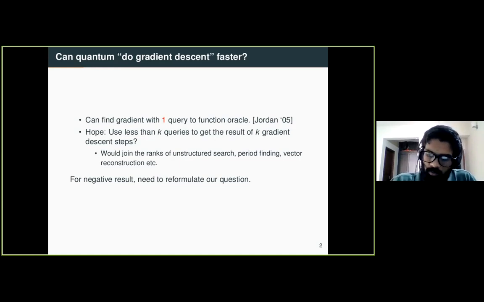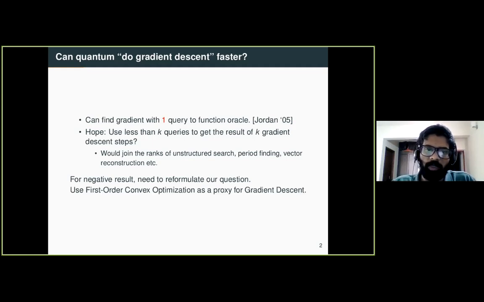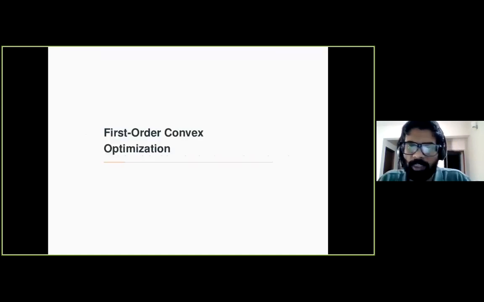So the question is, what is the use of gradient descent? Concretely, what can we say that gradient descent does? And for this, we use first order convex optimization as a proxy for gradient descent. So I'll now go into what first order convex optimization is, and we'll see how it relates to gradient descent. And then we'll see quantum lower bounds against first order convex optimization.